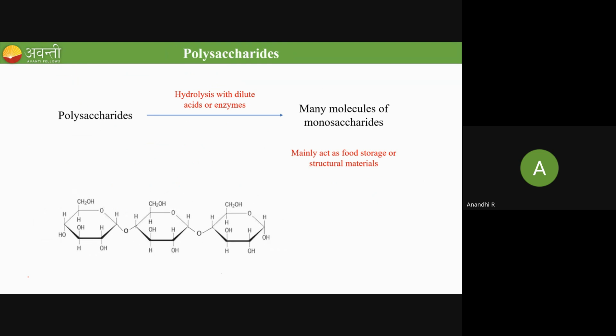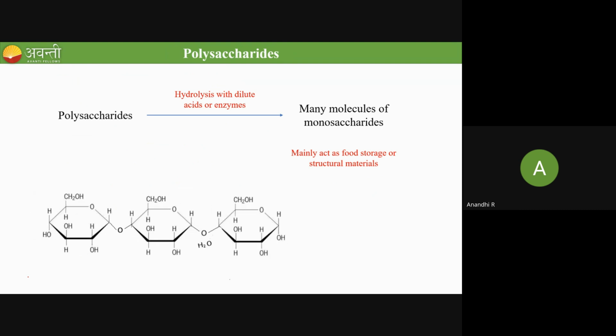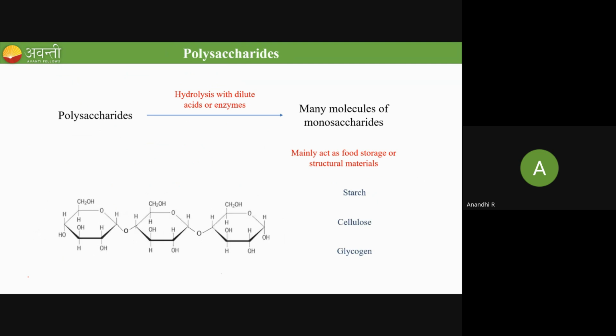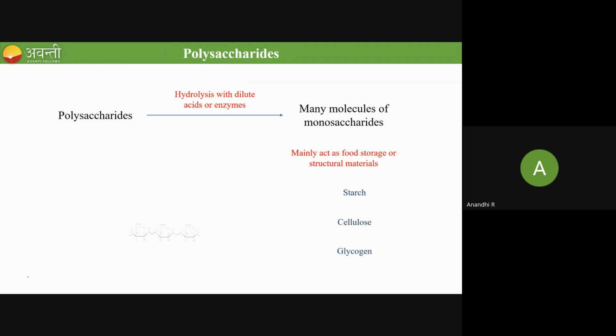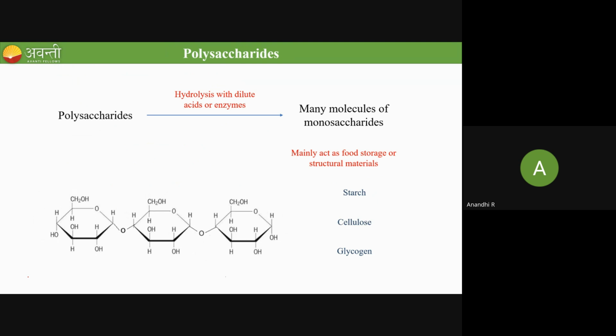So these polysaccharides mainly act as food storage or structural materials. You can see this in starch, cellulose, and glycogen. These three are the examples of polysaccharides which we are going to discuss now, one by one.